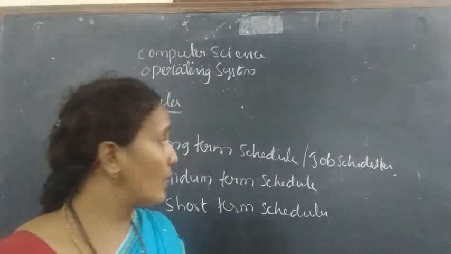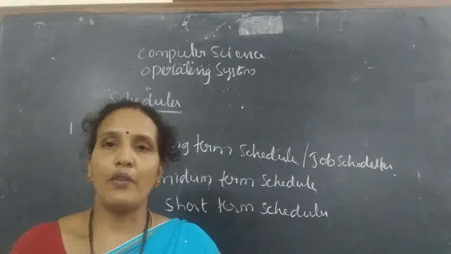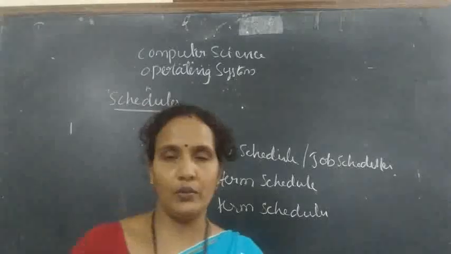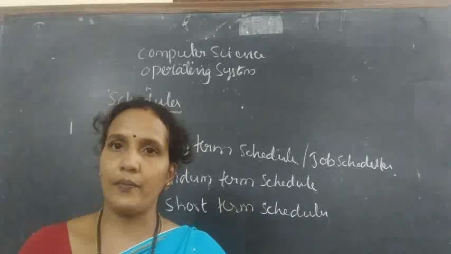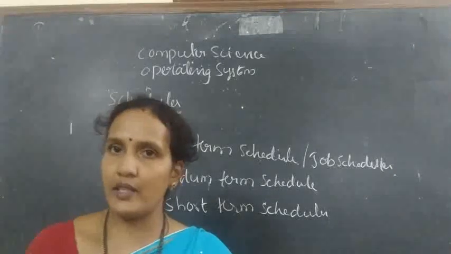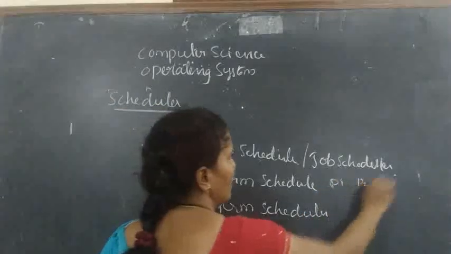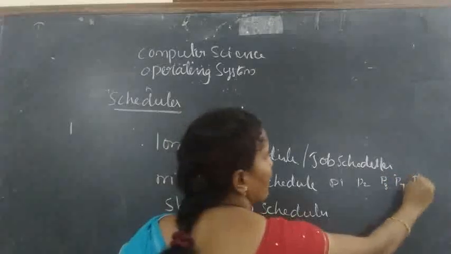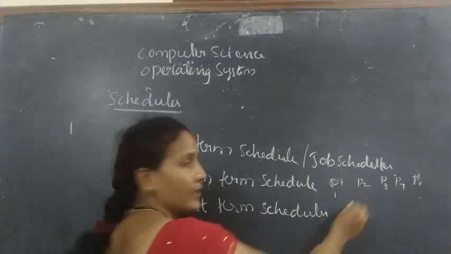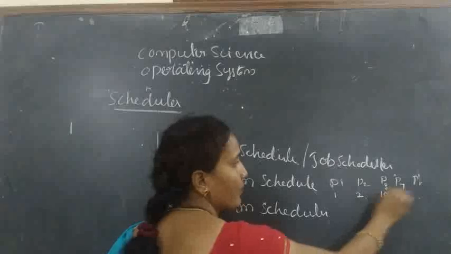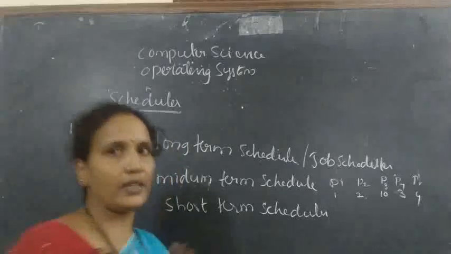So here, what the scheduler should think is, when a number of processes are waiting for the CPU, it should create a queue based on priority. For example, it can also select based on time. There are 5 processes: process 1, process 2, process 3, process 4 and process 5. Their execution times are 1, 2, 10, 3 and 4.